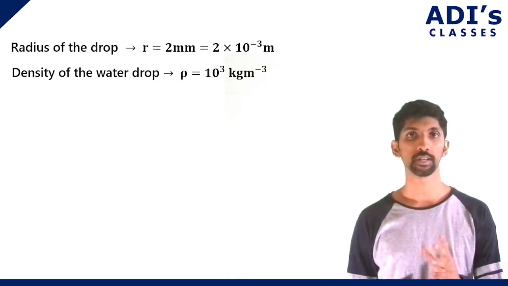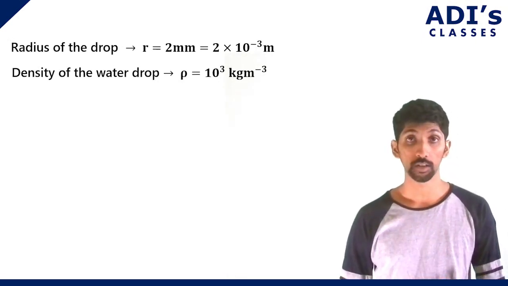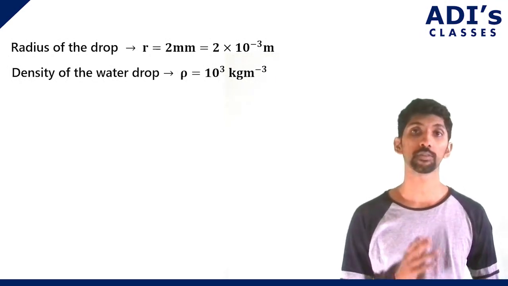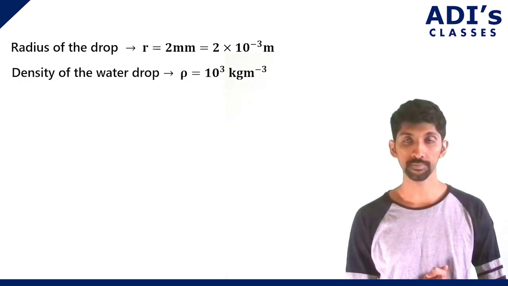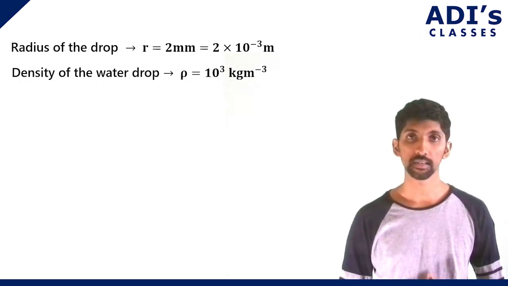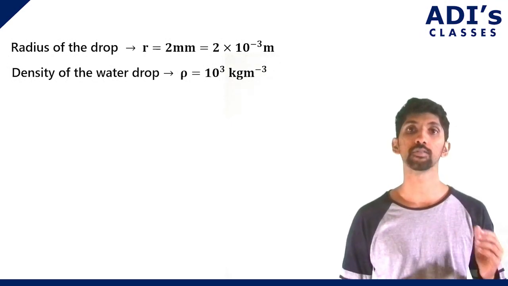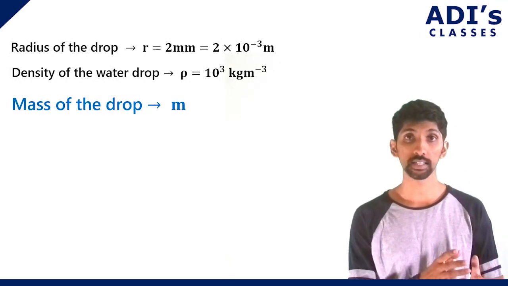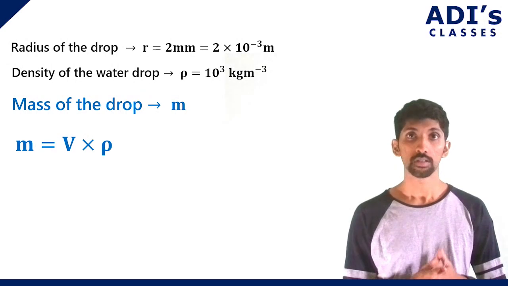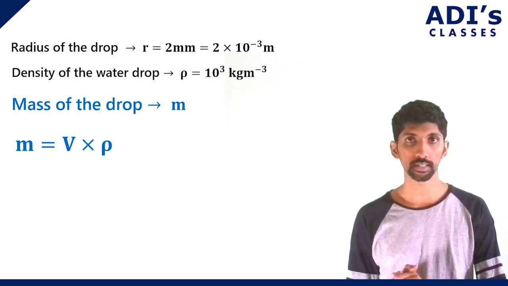So we have 2 × 10^-3 meter. Now density was given to be 10^3 kg per meter cube. Now why do we need the density? Because from density we can get to know what the mass is. Because density is given by what? Mass by volume. So mass is equal to volume into density, right?